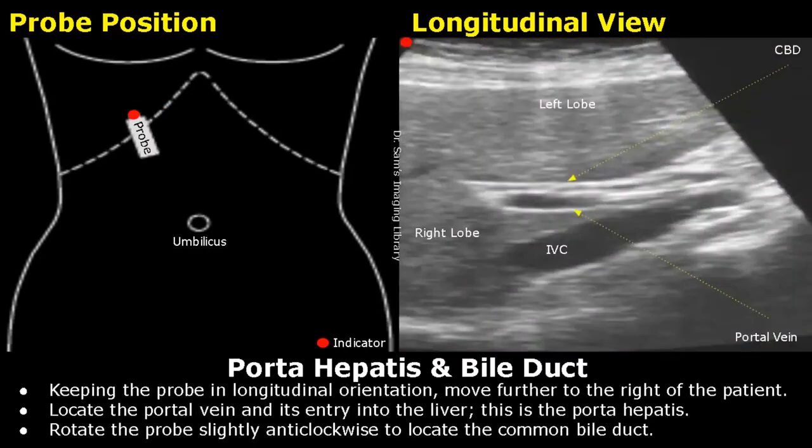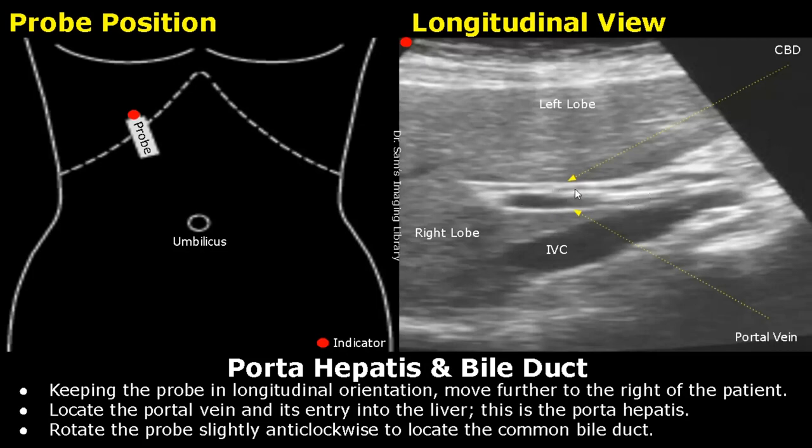While staying in longitudinal orientation, move further to the right of the patient, just below the right costal margin. You will start to see the porta hepatis around this area. It will be seen in the middle of the right costal margin approximately. Locate the portal vein and its entry into the liver. This is the portal vein with hyperechoic walls.